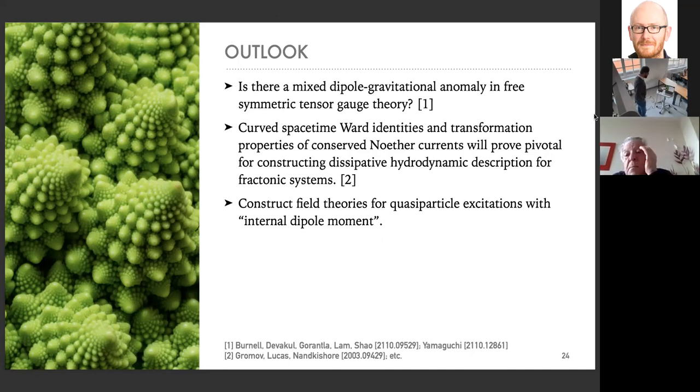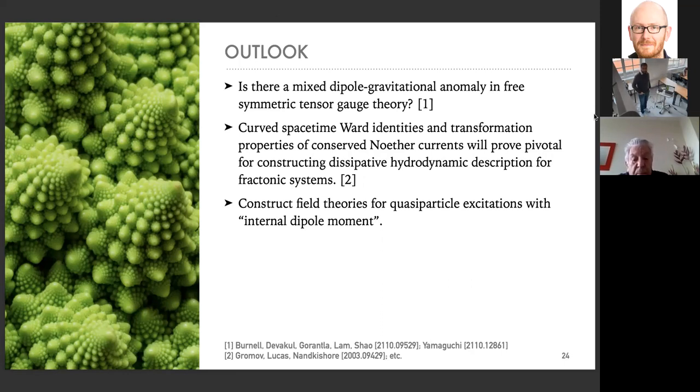I'll leave you with a question: whether the obstruction to gauging the free theory can be thought of as some sort of anomaly, the dipole gravitational anomaly. I don't know whether there is an anomaly inflow mechanism that you can really work out here. There's clearly an obstruction. Whether that obstruction can be thought of as an anomaly or not, I don't know.